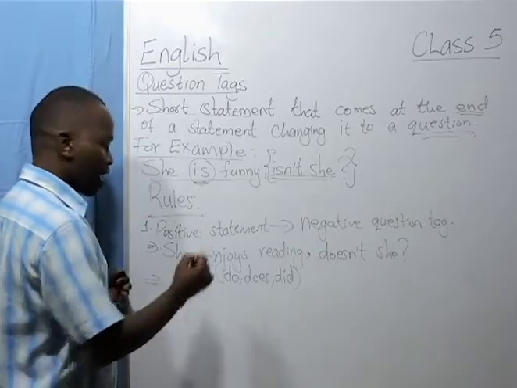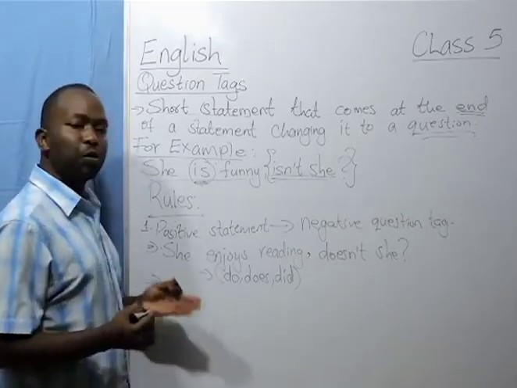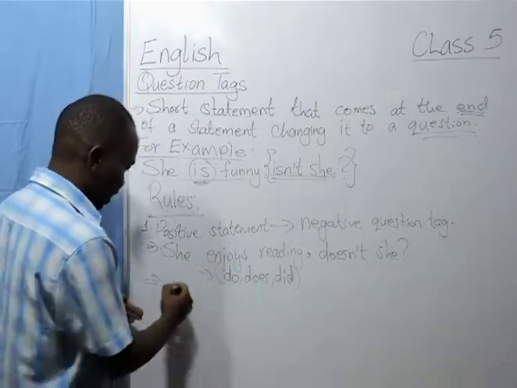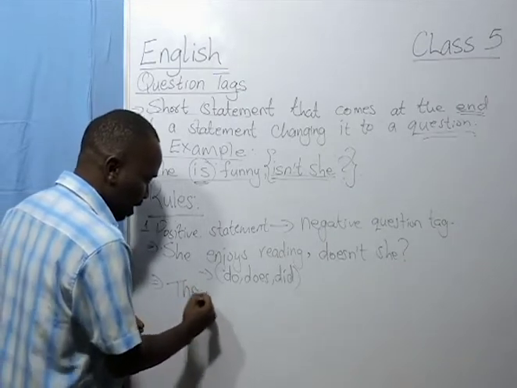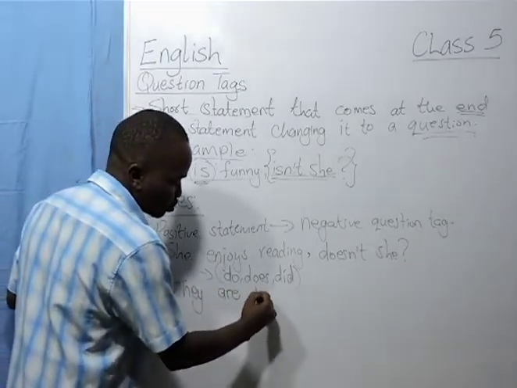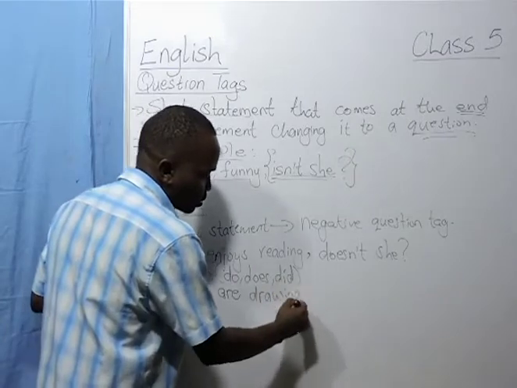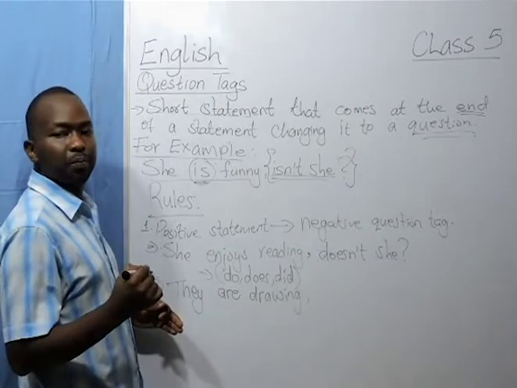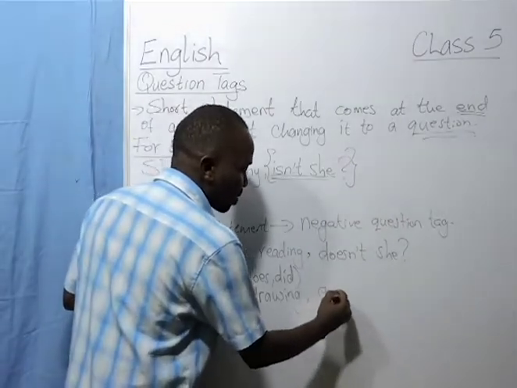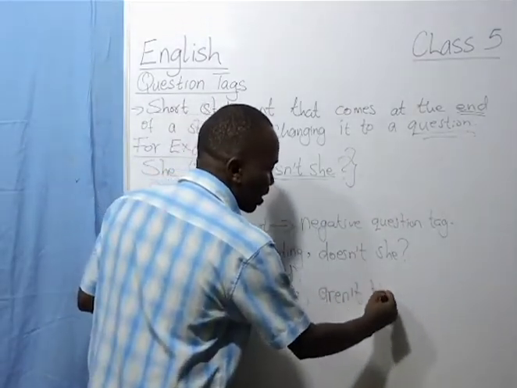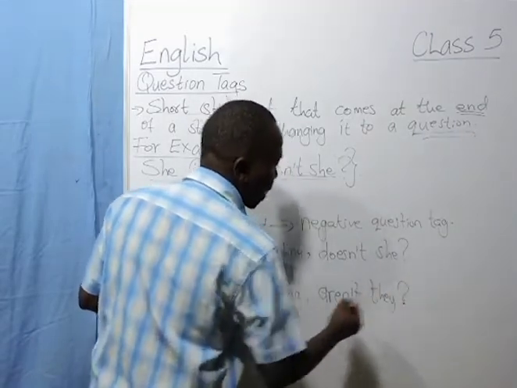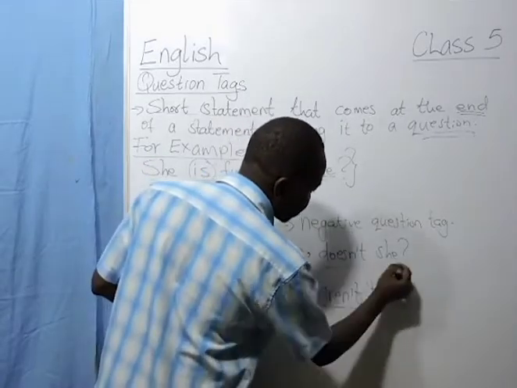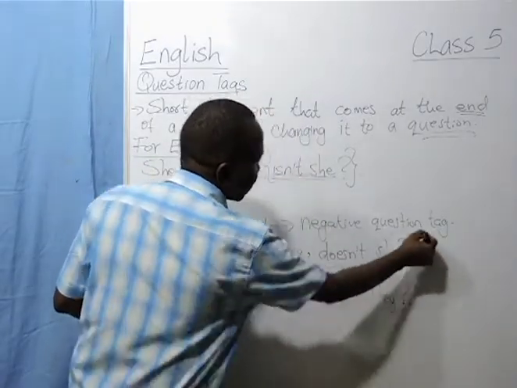We can have another statement that is positive, and it is going to help us form a question tag. They are drawing. What is the question tag for that? Yes. Aren't they? Question mark. And you always have to remember that question mark. If you fail to put it, your statement will be wrong.